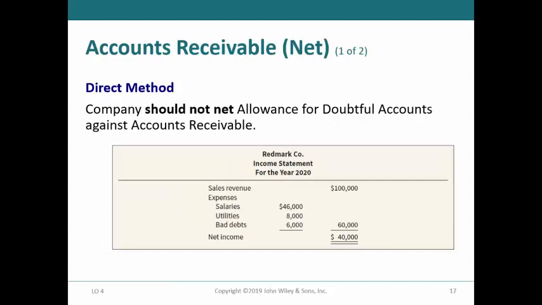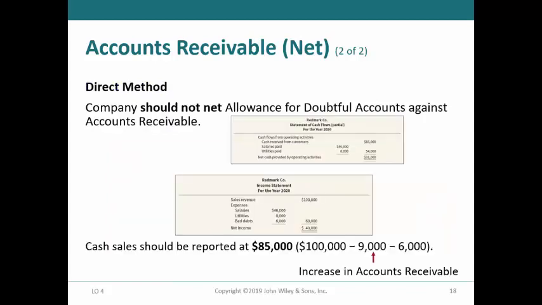However, when we use the direct method of presenting the operating activities, the bad debt expense of $6,000 shown in the income statement above would not be included in the computation of net cash flows from operating activities because it is a non-cash amount. Therefore, if we are using the direct method of presentation for the operating activities section, we should not net the change in accounts receivable and allowance for bad debts. If we did, we would be subtracting the $6,000 of bad debts that is not included.